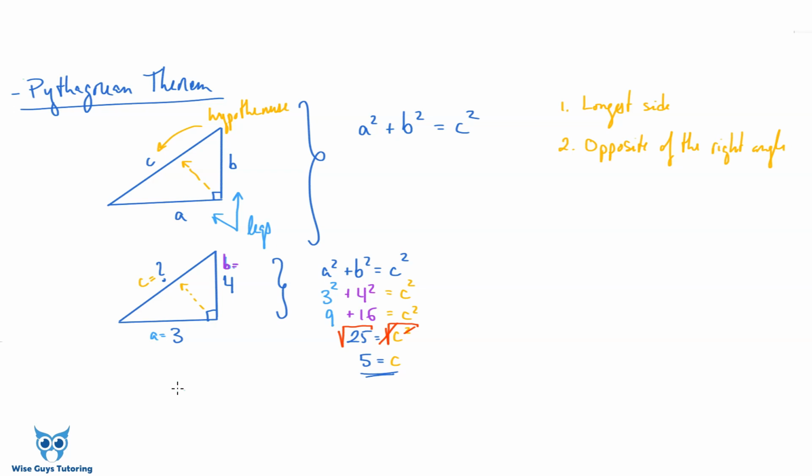What I'm going to do though, I'll check myself before I wreck myself. So I do a quick check. I'll just write the equation again. It's a squared plus b squared equals c squared, right? So I'll put the values in there again. I'll say 3 squared plus 4 squared. It's supposed to give me 5 squared. Is that true? 9 plus 16 equals 25. 25 equals 25.